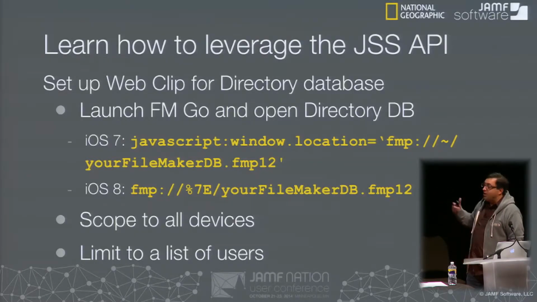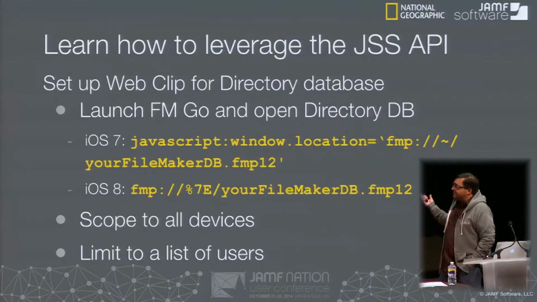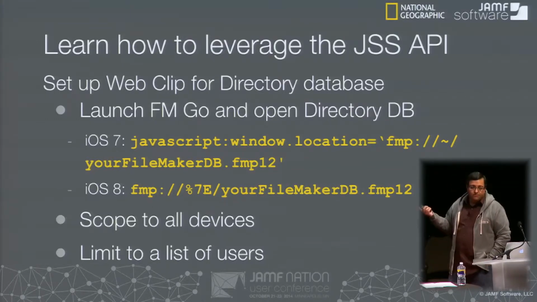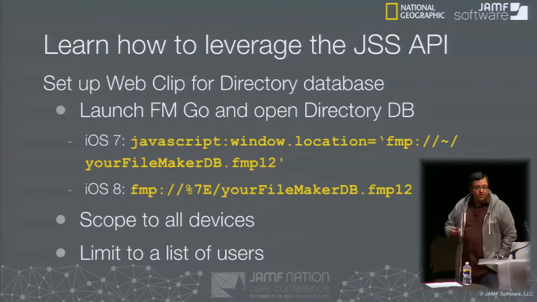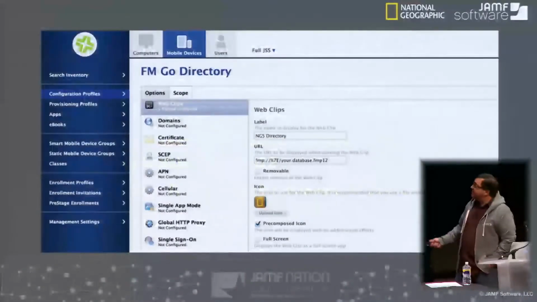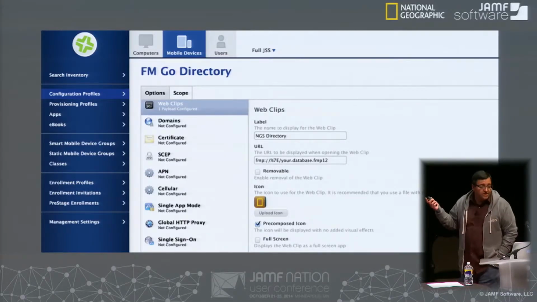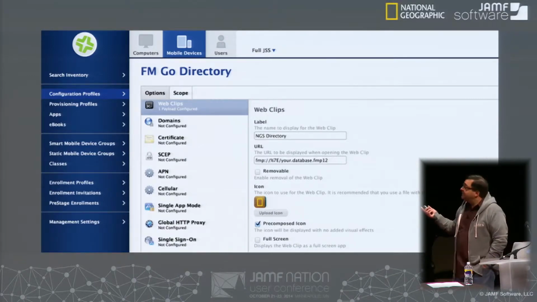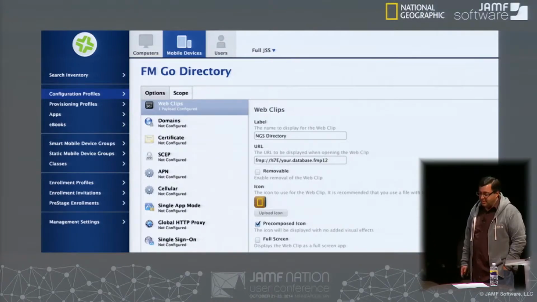Again, you scope this to all devices, but then you limit it to a list of users. Initially it was limited to one test device, so that it doesn't get installed until we want it to be. Here's an example of what the FM Go directory WebClip looks like. Here we're using the %7e instead of the tilde. Again, we made an icon and pushed it, so now this is ready for the workflow.